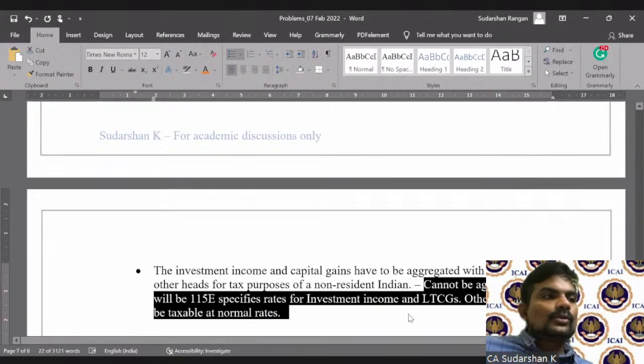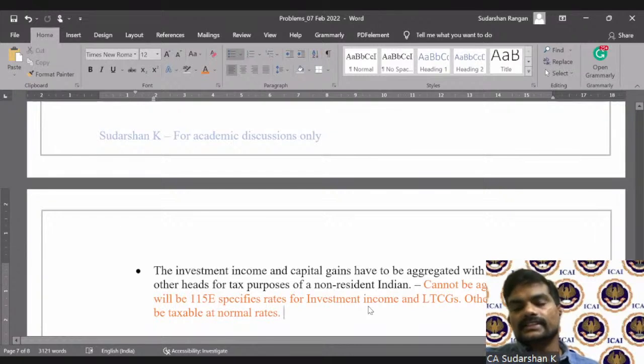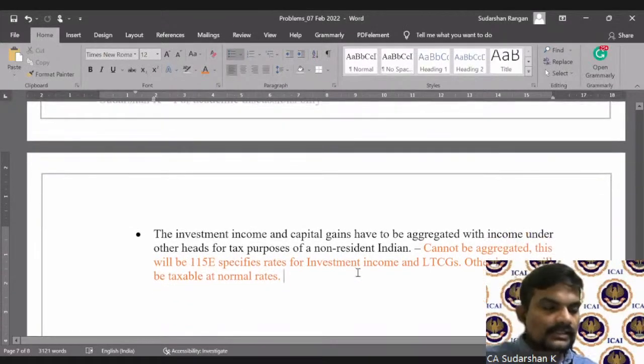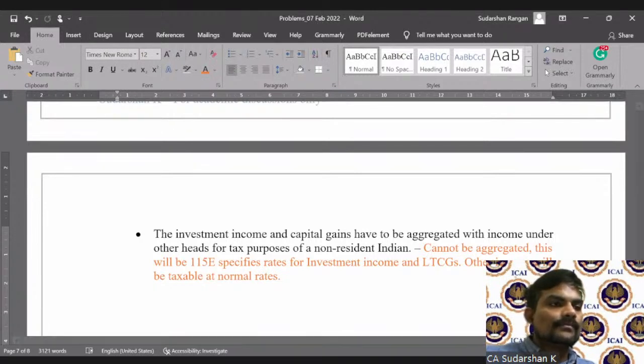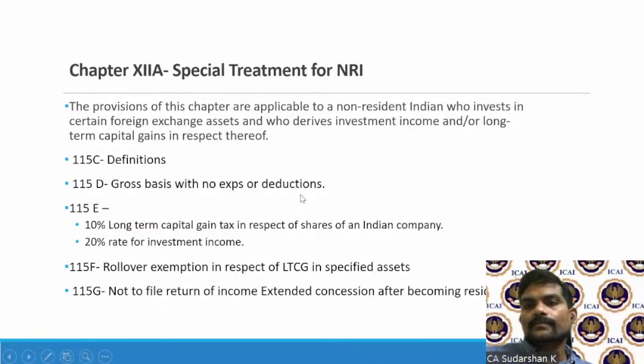So the benefit is given only for a specific reason. That is, they want the NRIs to invest in certain specified assets in convertible foreign exchange. Then Chapter 12A benefit can be availed. So this is broadly what the Chapter 12A mechanism is for non-resident Indians who invest in certain foreign exchange assets. What are those foreign exchange assets?